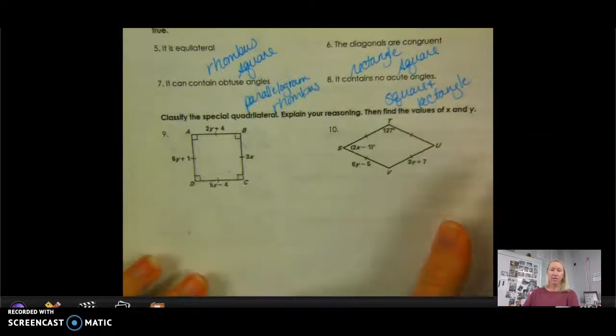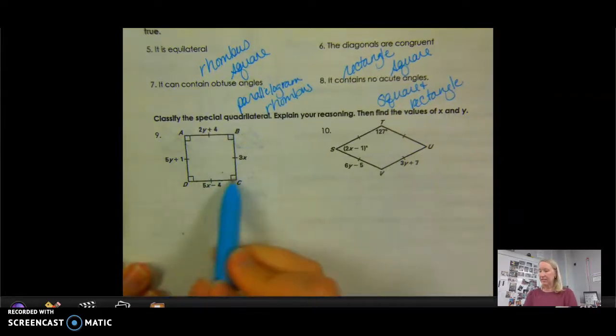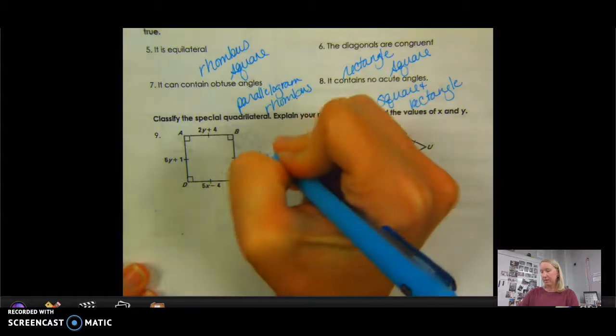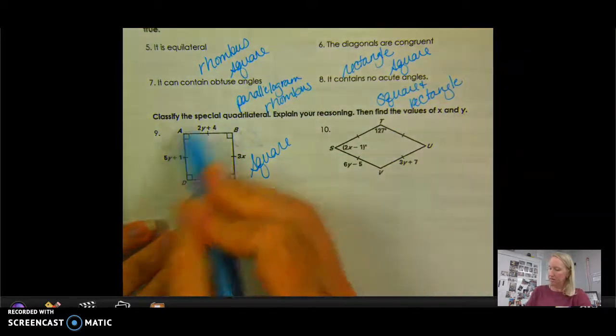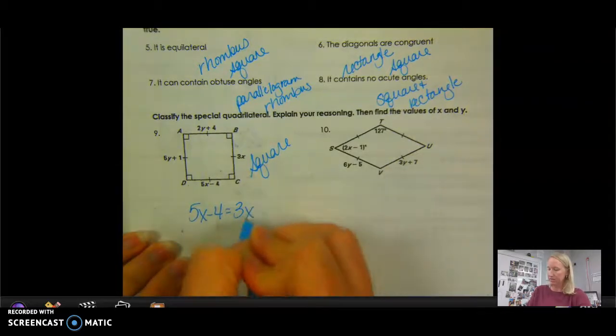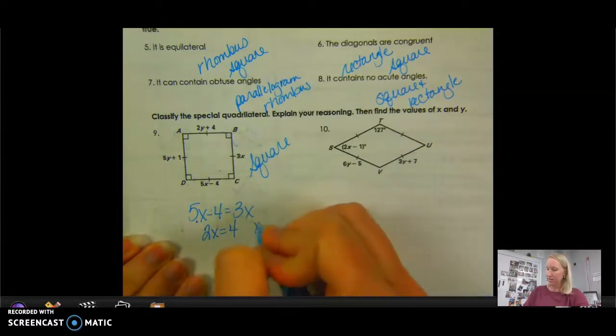Classify the special quadrilateral, explain your reasoning, and then find the values of x and y. So this is 90 degrees, and then those are all congruent. So this would be a square, because it is a combination of a rectangle with a rhombus. So that means that all sides are equal. So I could say 5x minus 4 equals 3x. I can solve for that. I'm going to move the 3x this way by subtracting it, add the 4 at the same time. So I get 2x equals 4. So x equals 2.